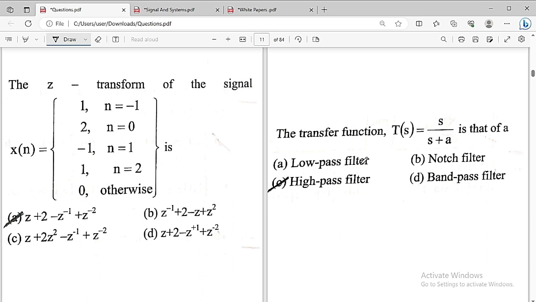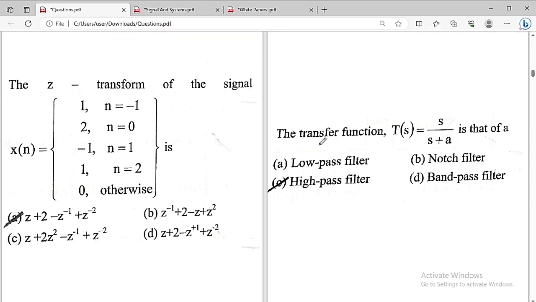So now we are going to solve another question. The transfer function P(s) is equal to s by s plus a. So basically they have given the transfer function of a filter, and we need to figure out which filter it is. Option A, low pass filter. Option B, notch filter. Option C, high pass filter. And option D, band pass filter. Option C, high pass filter, is the correct solution of this question. This is the transfer function of a high pass filter.